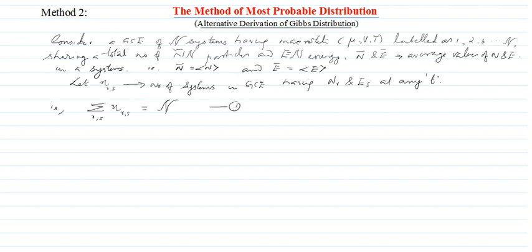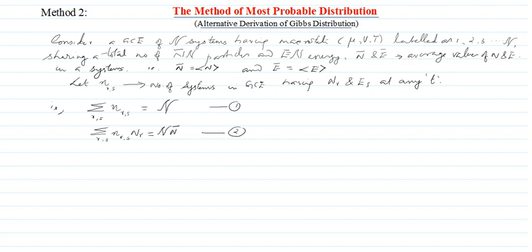In the same way, sum over all possible values of r and s, you multiply n_rs with what? N_r. n_rs into N_r will give you the total number of particles in the ensemble, not system, in the ensemble, which is nothing but what we have denoted as script letter N into N bar. So that is equation number 2.